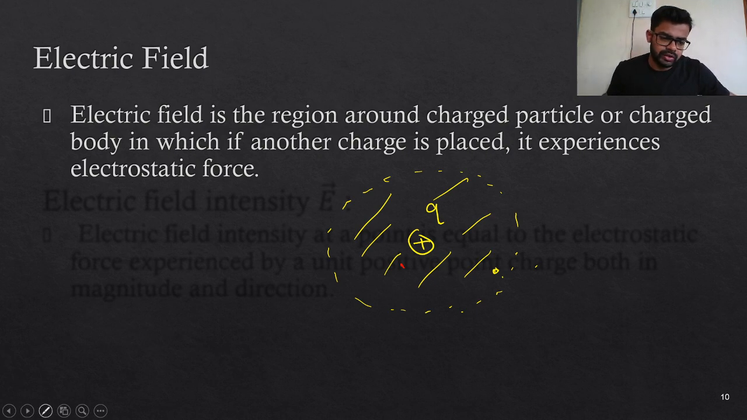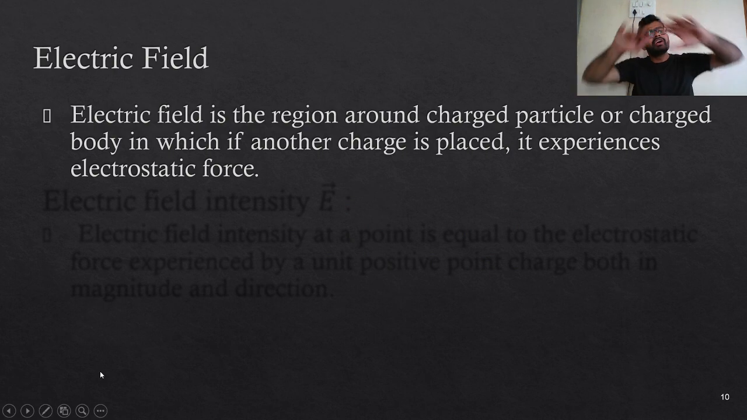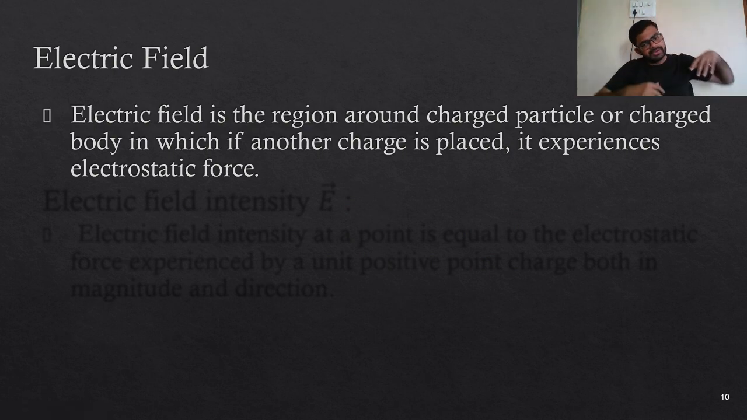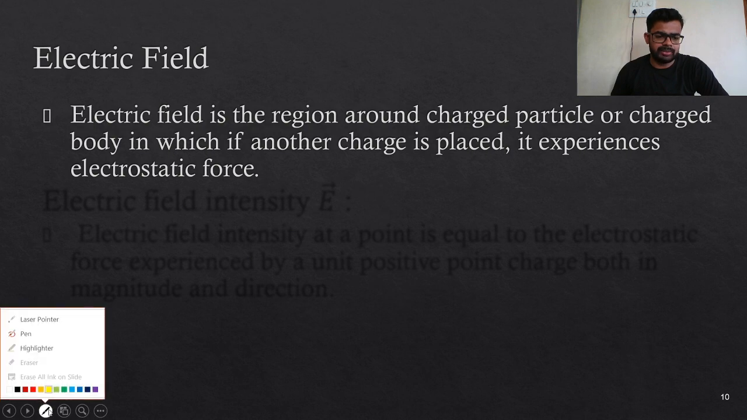That's all. So you know gravitational, right? Around the earth, everywhere there is a region in which any other particle comes, it will be attracted towards the earth. Similarly, around a charge, if any other charge is placed, then it will experience either an attraction force or a repulsion force. Means that region in which another charge experiences a force, that is called electric field. That's all. This is a simple thing I wanted to explain to you, right?